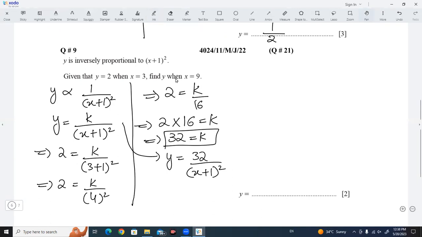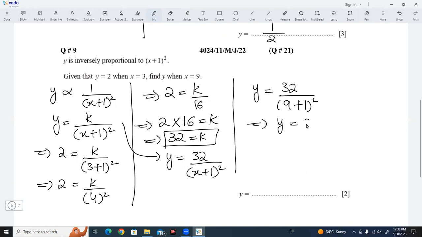What we have to do, we have to find the value of k, find the value of y, write down y as it is when x was 9. So y equals 32 over (9 plus 1) squared. 9 plus 1 will be done first. So what's 9 plus 1? It's 10. So 32 over the square of 10.